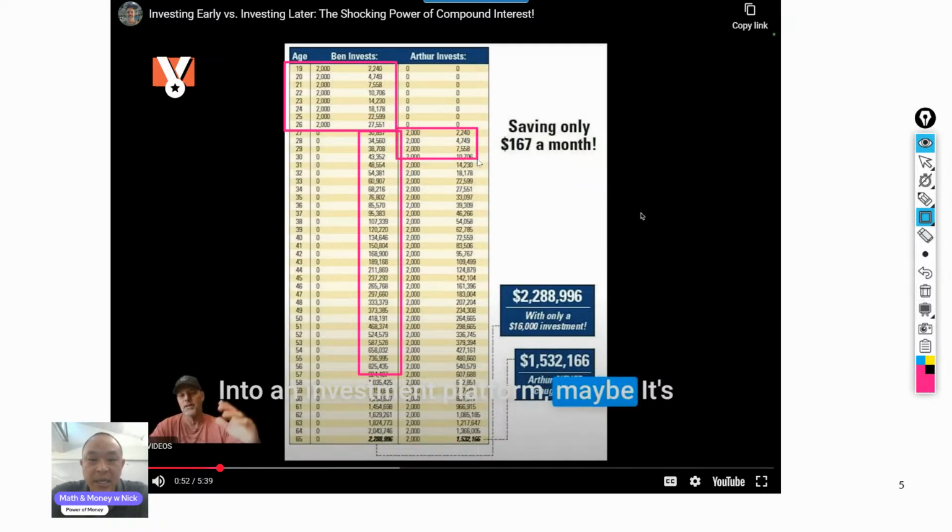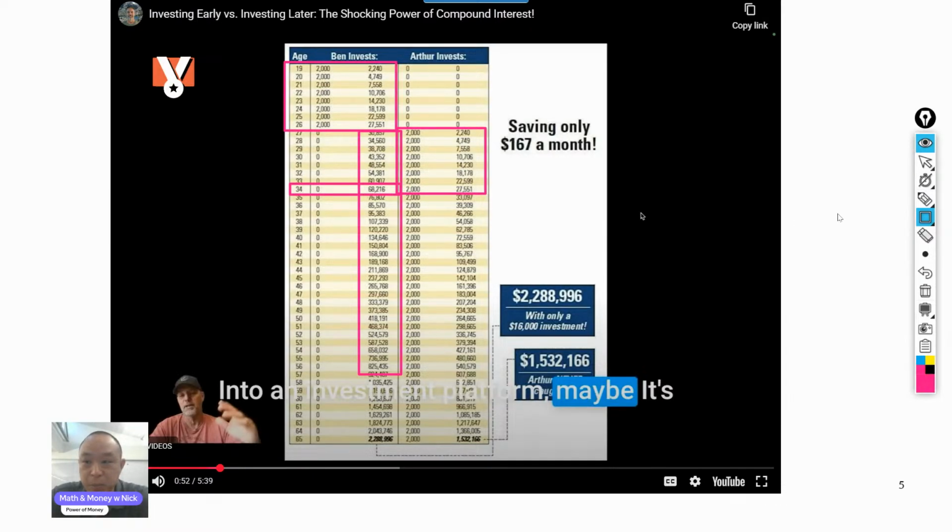And you can see he caught up at $27,000. This is the amount where Ben stopped investing, right? After 8 years, he had $27,000. So Arthur also has $27,000. But at this time, because of compound investing, Ben has $68,000 because he was able to have his money working for him from 19 to 34.